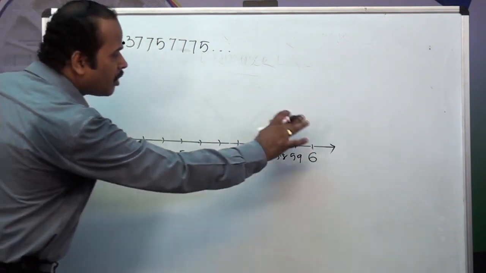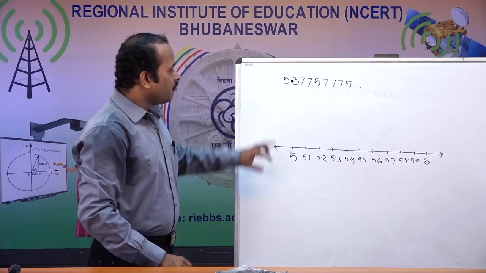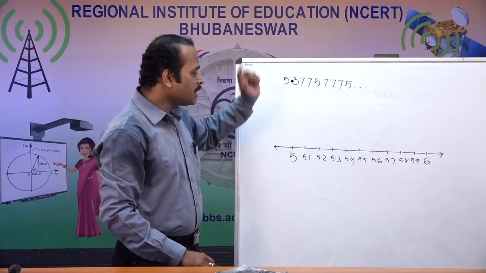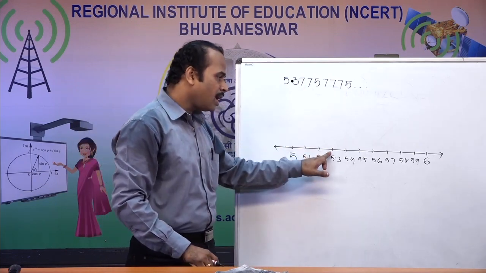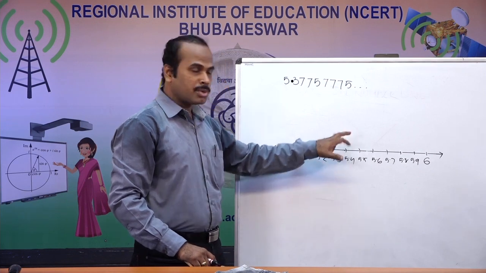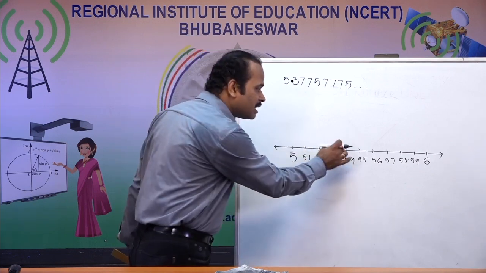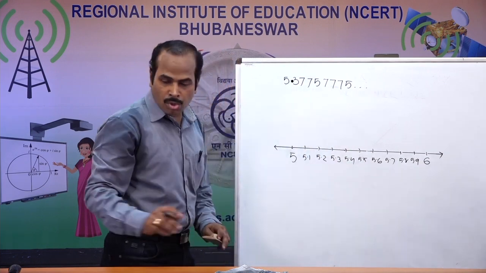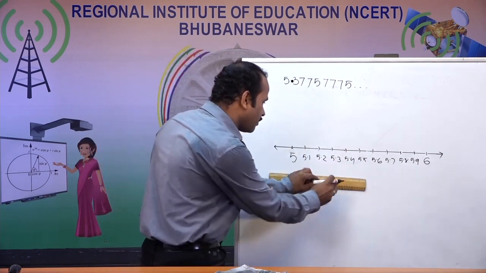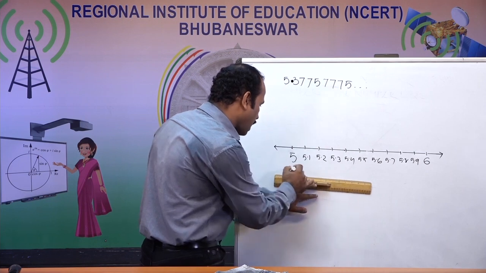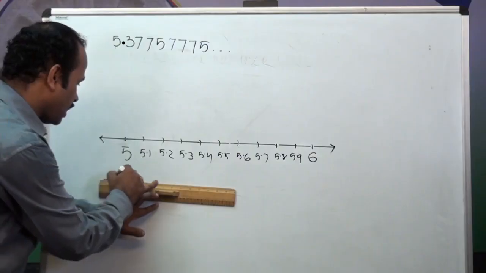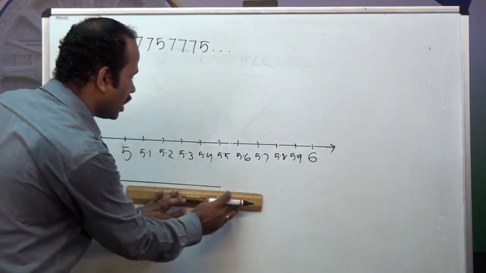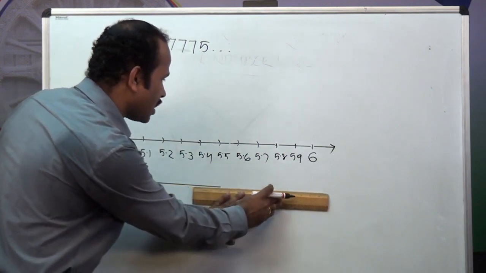Now from these 10 equal parts, 5.37 lies within 5.3 and 5.4. So in that case, again I have to divide this 5.3 and 5.4 part into 10 equal parts. So through this successive magnification of the number line, I will draw another line to represent this 5.3 to 5.4 part extended.